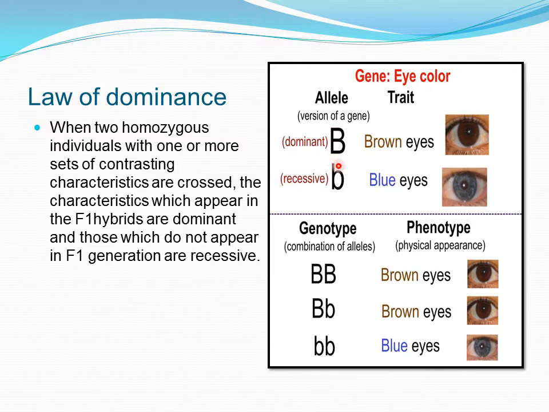Now, how is the crossing being done? We are taking one dominant character, brown eyes, and one recessive character, blue eyes. So what is happening when 2 homozygous individuals are crossed? What are those 2 homozygous individuals? This BB is a homozygous individual having 2 dominant alleles, and this small bb is also a homozygous individual having blue eyes, where it is a recessive trait. So these 2 are contrasting characters and they are being crossed.